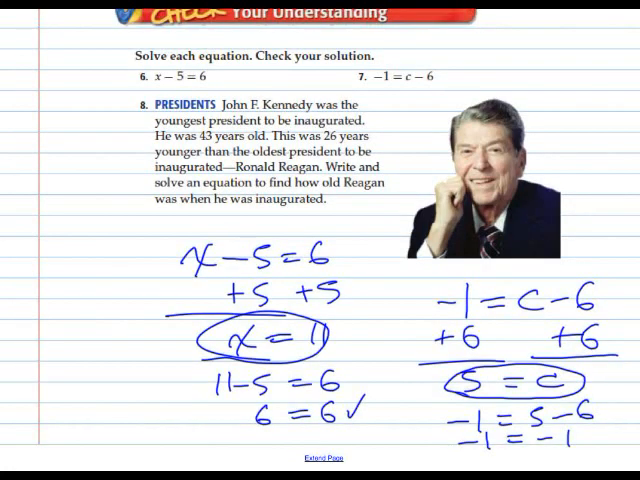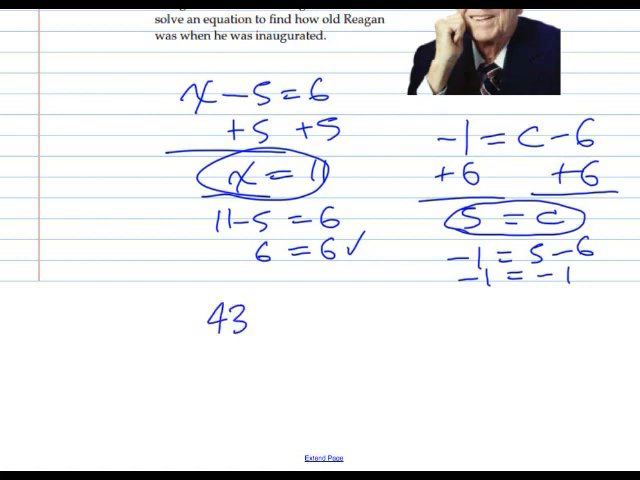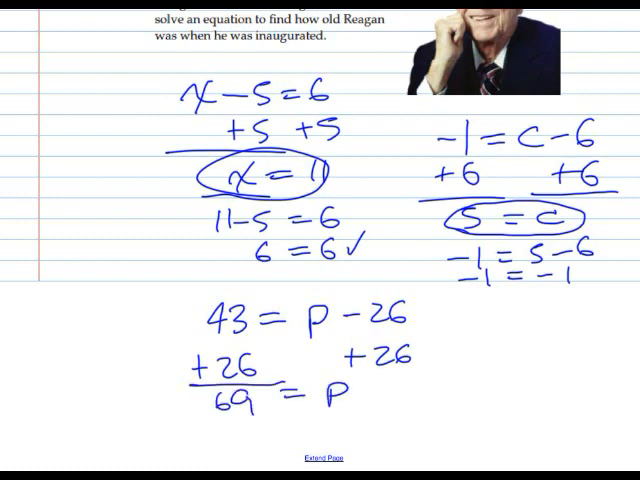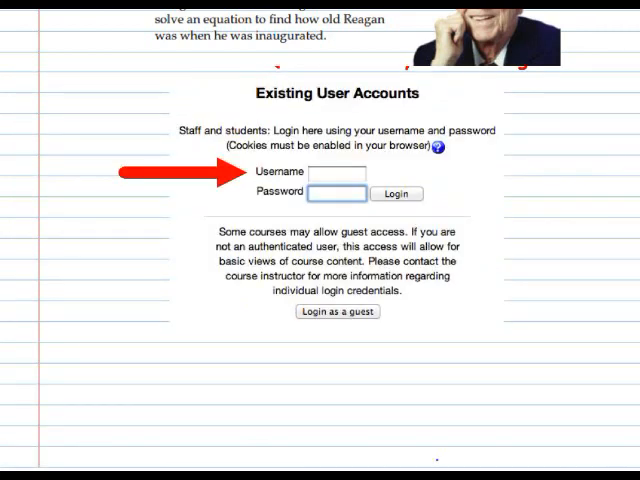In my last example, it says, President John F. Kennedy was the youngest president to be inaugurated. He was 43 years old. This was 26 years younger than the oldest president to be inaugurated, Ronald Reagan. Write and solve an equation to find out how old Reagan was when he was inaugurated. So Kennedy's age was 43. This was 26 years younger than the oldest president, so we'll use P for president minus 26. We would solve by adding 26 to both sides, which tells us that President Reagan was 69 years old when he was inaugurated president.